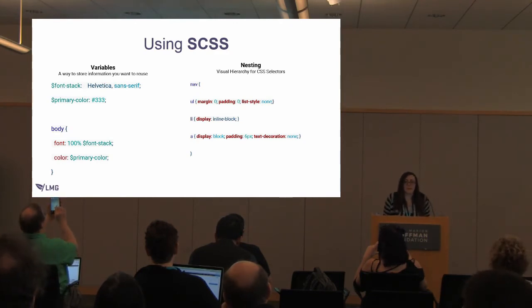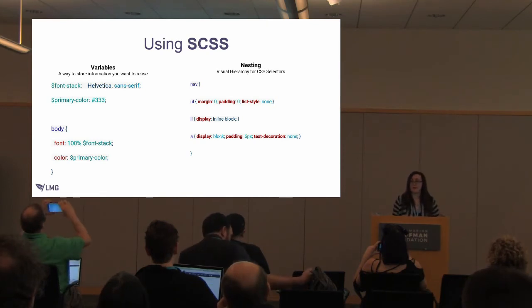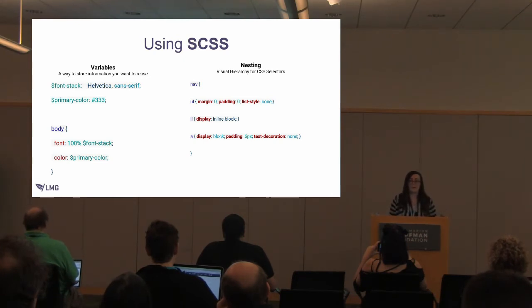So using Sass is pretty easy. It's actually very similar to CSS, and I'm not going to go over everything, but two of the most important things you need to remember is that with Sass you can use variables. So it's a way to store information you want to reuse. So in this example, we have a variable of font stack. That's going to be your font family, and then we have it as Helvetica. So anytime you want to use the Helvetica font, instead of typing it out, you just have to reference back to the variable you created. Same with primary color. This is the one you use a lot. You can set a primary color, and then every time you want to use that hex code, you just reference back to that variable.